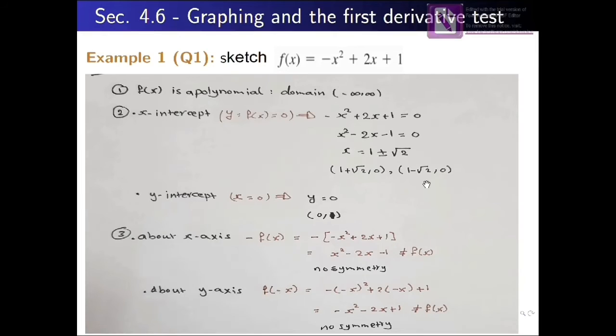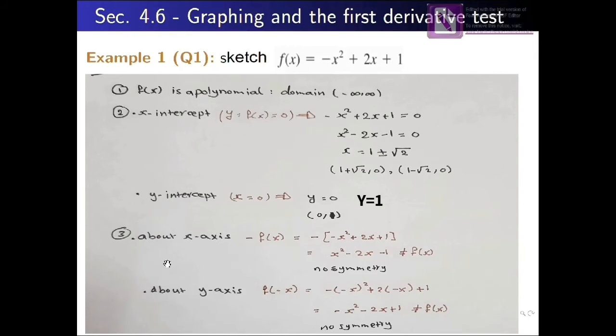For the y-intercept, put x equal to 0 and then solve for y. If x is equal to 0, here we'll get 0 and then 0, so y will be equal to 1. Sorry for this one, this was a mistake, y is equal to 1. So the point will be (0, 1).